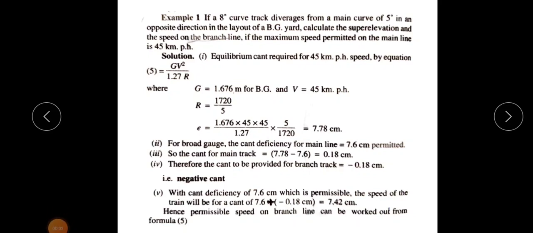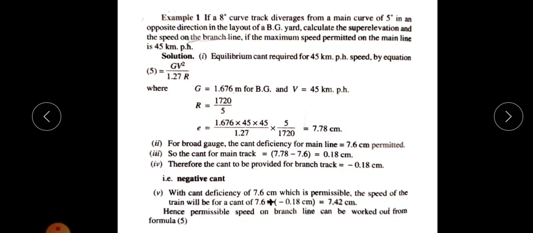So we can do one problem to calculate the super elevation of a main track. Problem: if an 8-degree curve track diverges from a main curve of 5 degree in the opposite direction in the layout of a broad gauge yard, calculate the super elevation and the speed on the branch line if the maximum speed permitted on the main line is 45 km per hour.